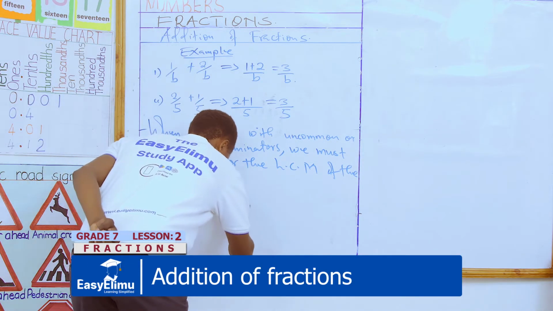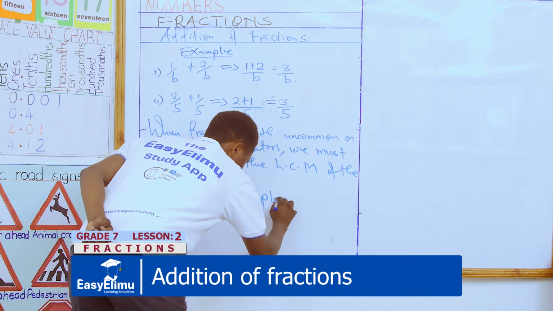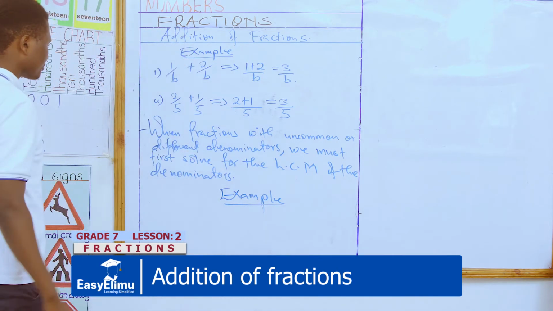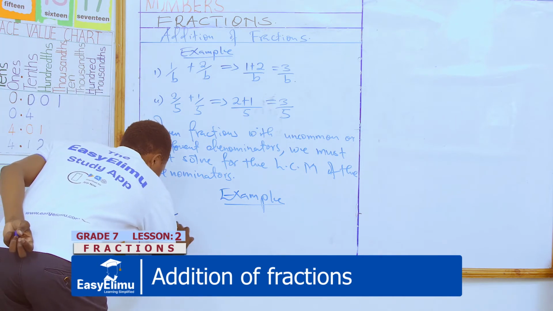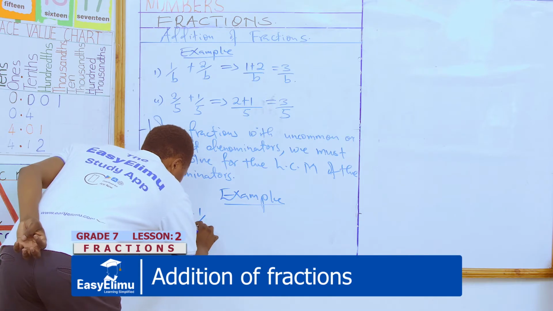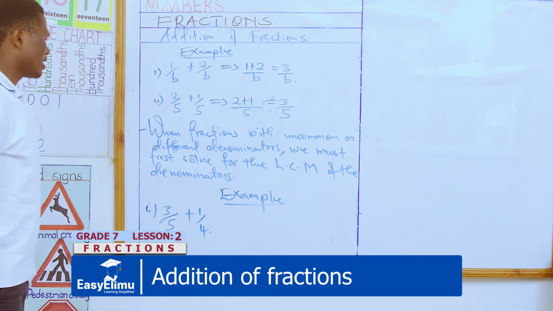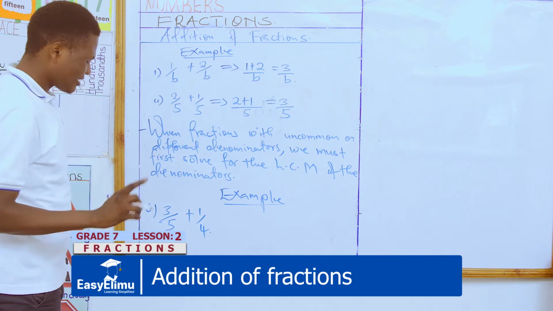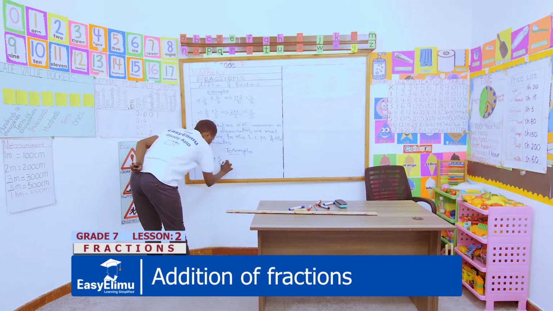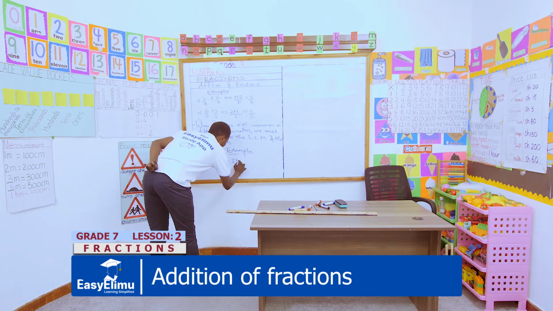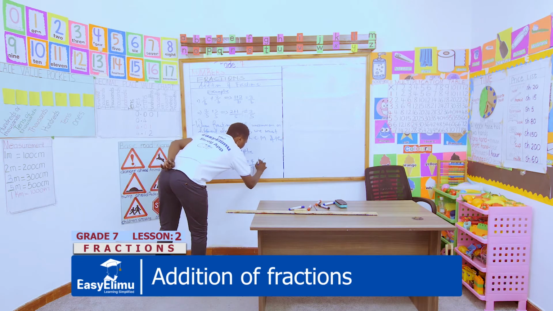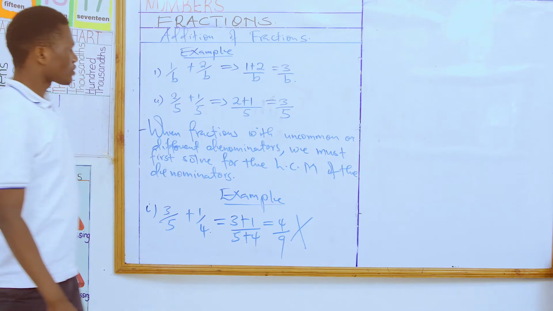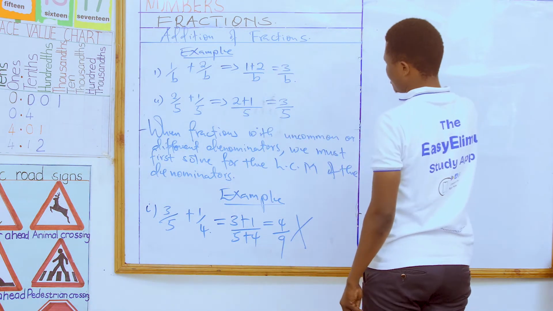Example. Let's start with a very simple example. So you can be given something like 3 over 5 add 1 over 4. It is wrong, pay attention, it is wrong for you to do something like this: 3 plus 1 over 5 plus 4, then you are getting something like 4 over 9. This is very wrong.